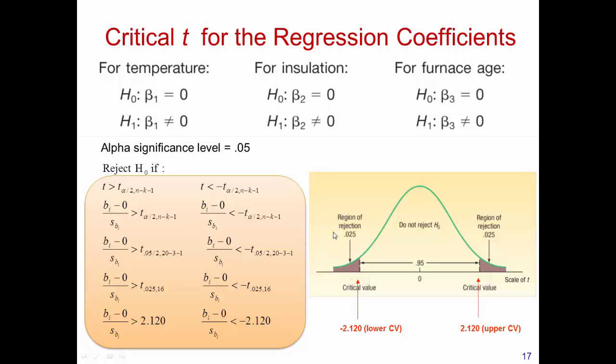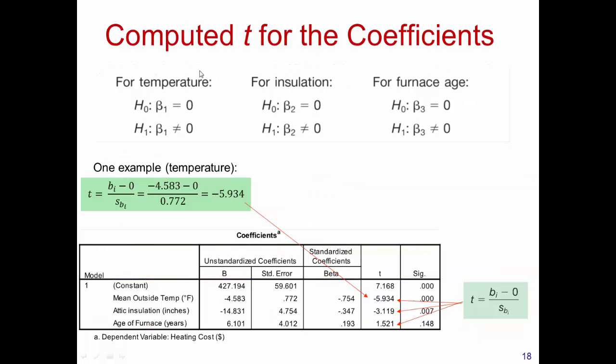Now, the nice thing is that SPSS provides us with the computed t-test values for us. Again, we have all of the 3 coefficients up on the top of the screen and their null and alternate hypotheses. And what I've done is I've gone through and calculated out one t-test example using temperature. I didn't put all 3 of them up there. It takes up a little bit too much room, and you don't need to do that because SPSS provides you the t-test value for you.